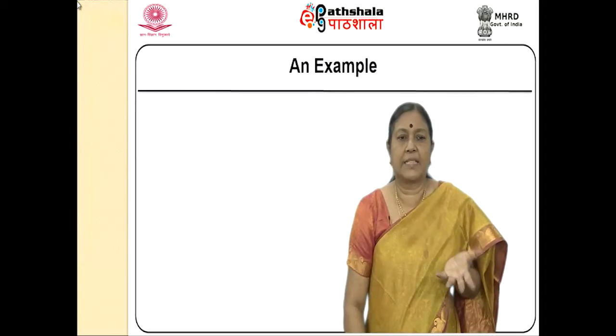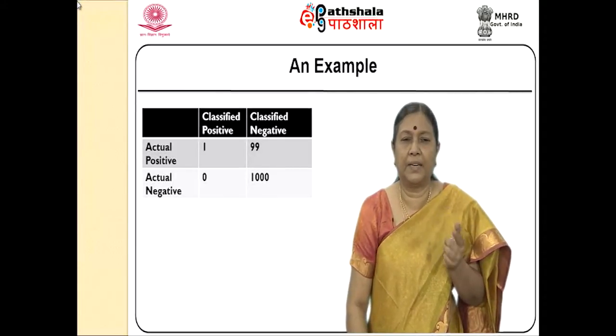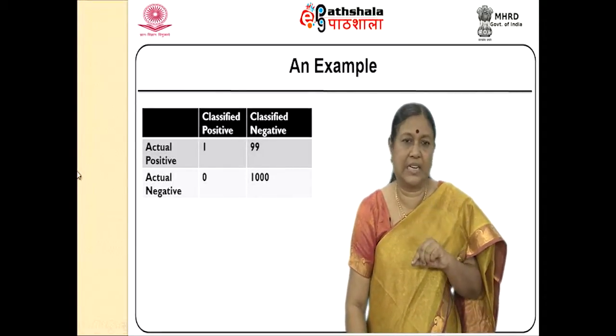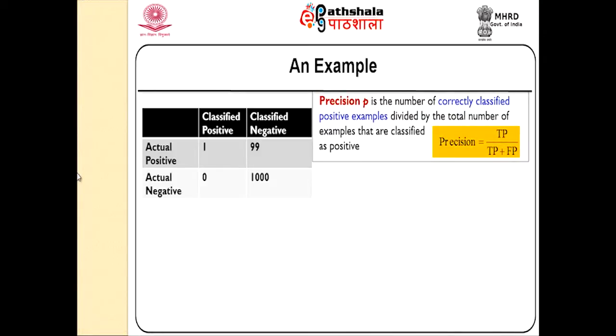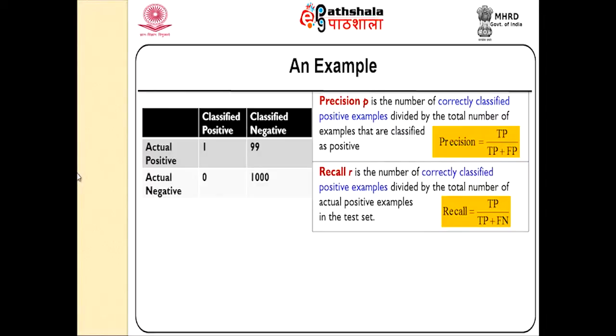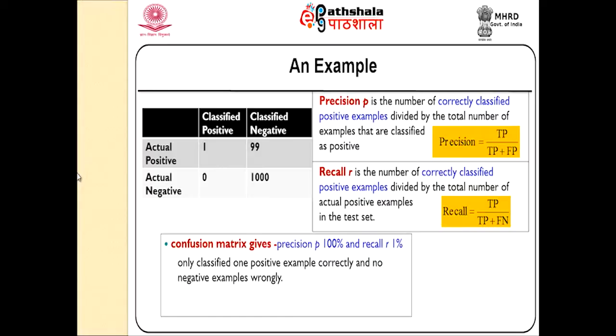If you take an example, for example here actual positive is 1, classified negative is 99, and similarly we have given here. So, precision P is as I already discussed, and this is the recall which we have already discussed. So, the confusion matrix gives precision P as 100% and recall as 1%. Only one positive example was classified correctly and no negative example has been classified wrongly. Precision and recall measure only from the viewpoint of the positive class. It does not bother too much about the negative class.